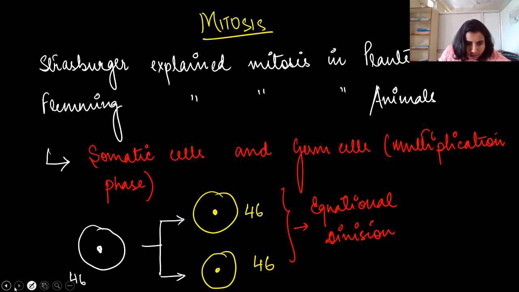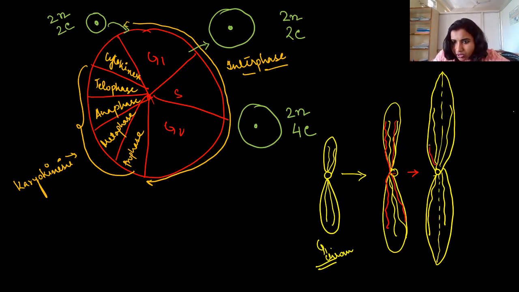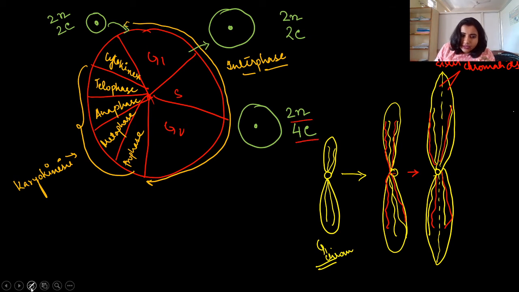So from 2C, it increases to how many C? 4C: 2, 3, 4, right? And this we call sister chromatids, right? So it changes from 2C to 4C. Clear how it changes to 4C? Then what will happen again in G2 phase? It remains 4C, right?